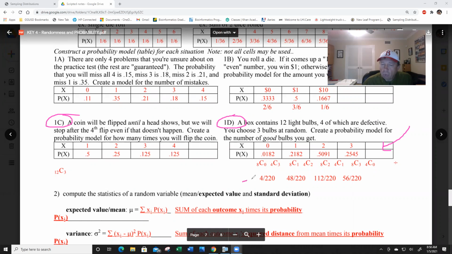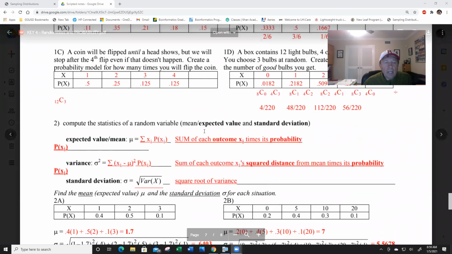All right, so this one is 0 good ones and 3 bad ones of the 4 that are defective. This is 1 good one and 2 bad ones, etc. Okay, so you end up with these fractions here, which is these decimals. Okay, and those will add to 1, by the way. All right. All right, next section, again, you need to pause that and check that out.